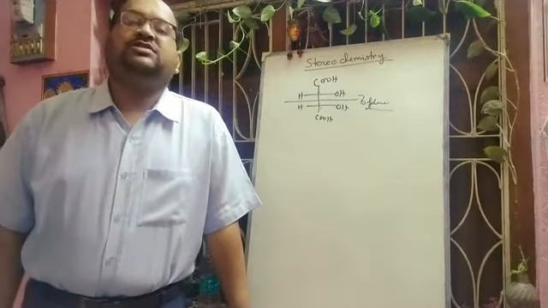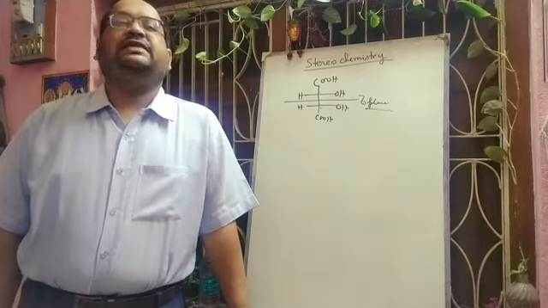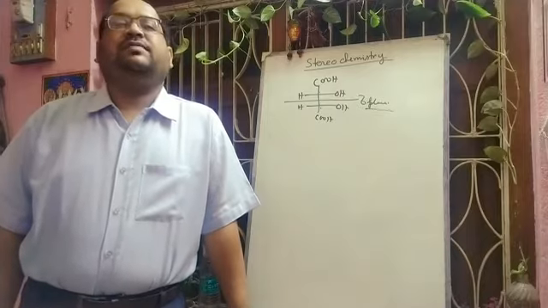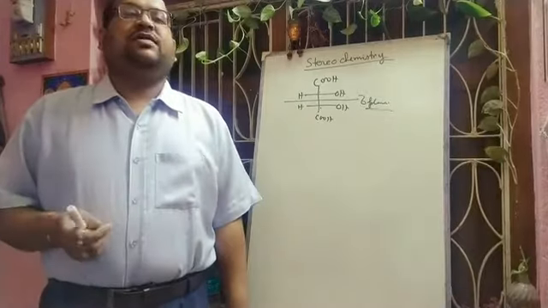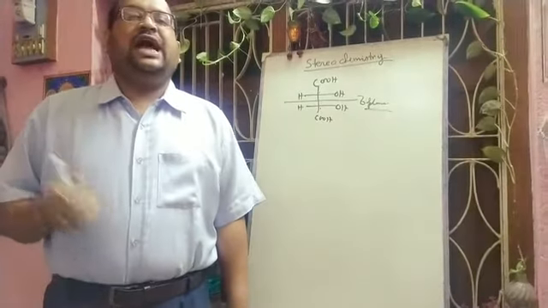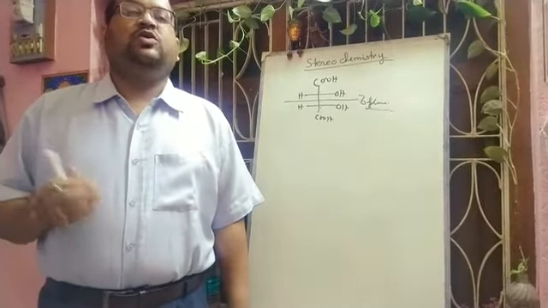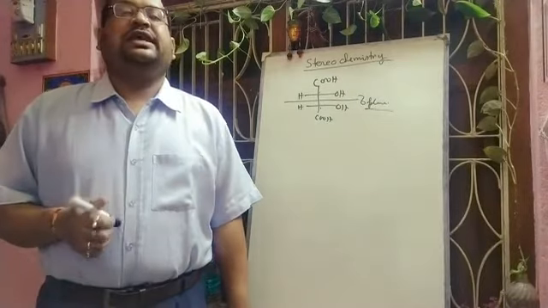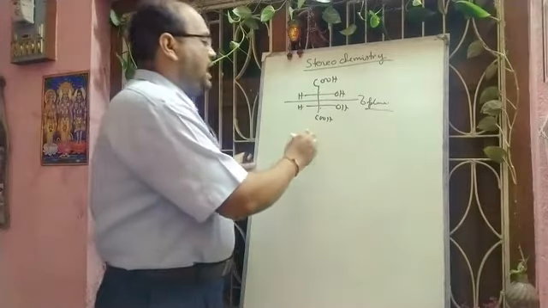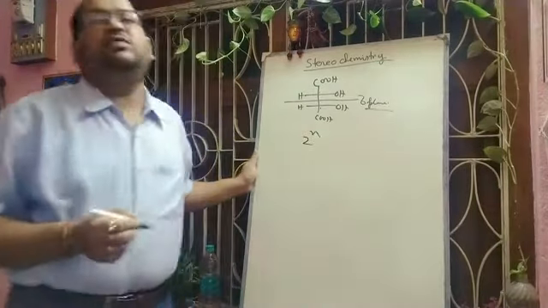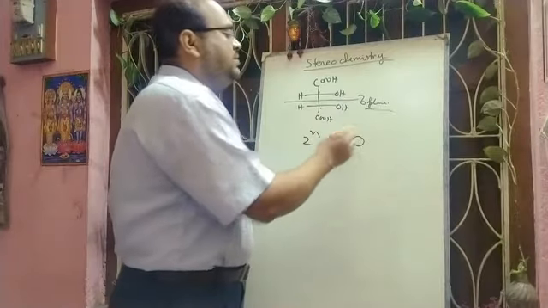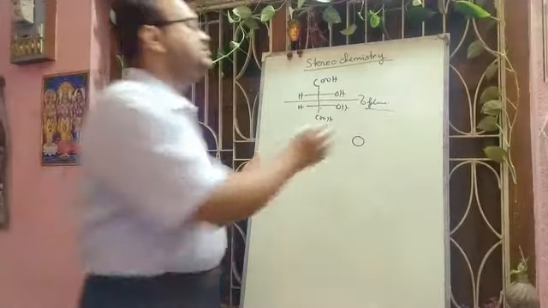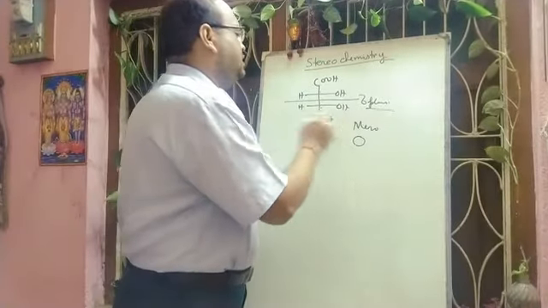The number of stereoisomers, both optically active and inactive, can be obtained from the number of chiral centers present in the molecule. Consider a molecule that contains n number of dissimilar chiral centers and cannot be divided into two mirror images. Then the number of optically active isomers will be 2 to the power n, and the number of meso will be 0. So this is meso and this is optically active.